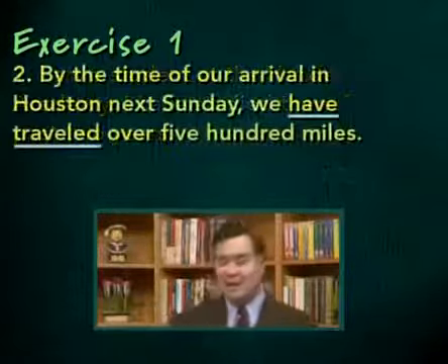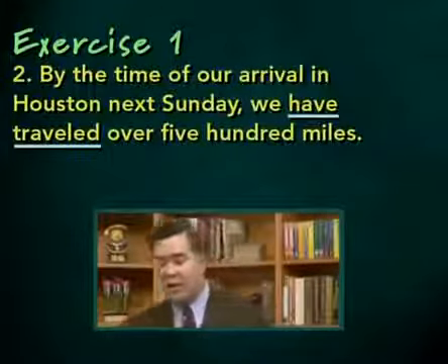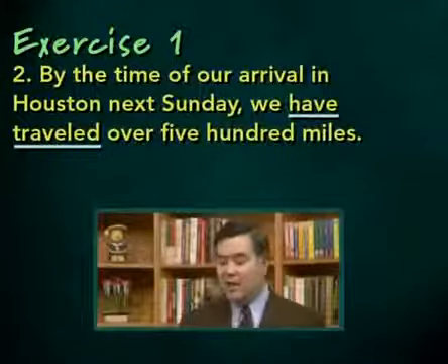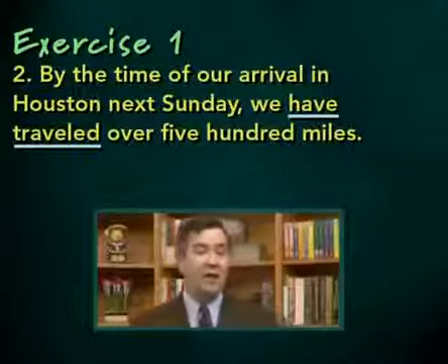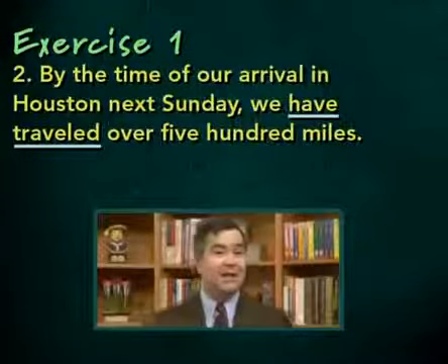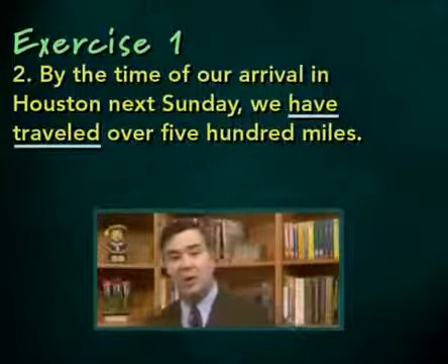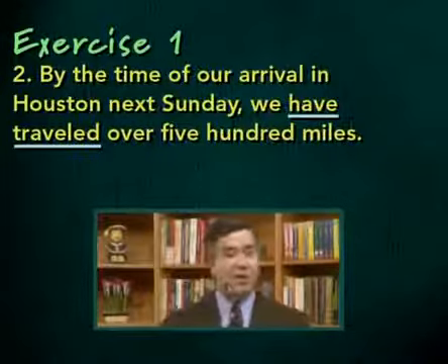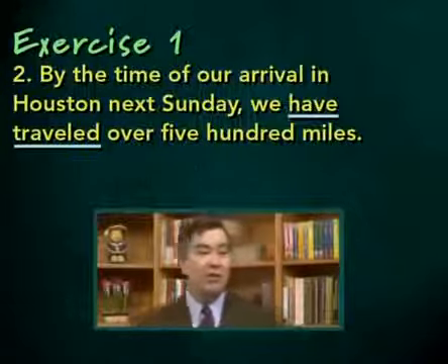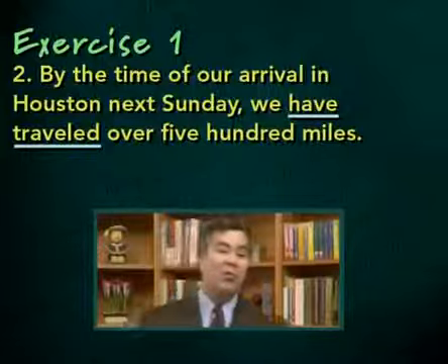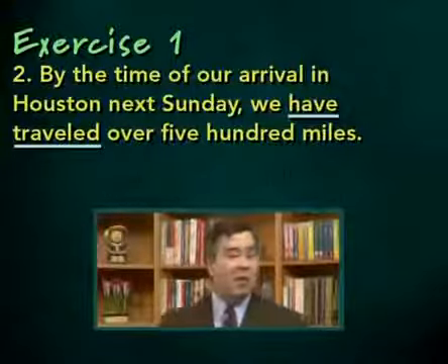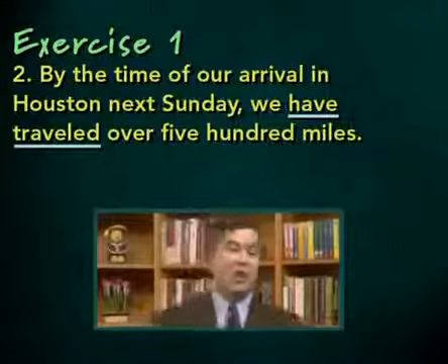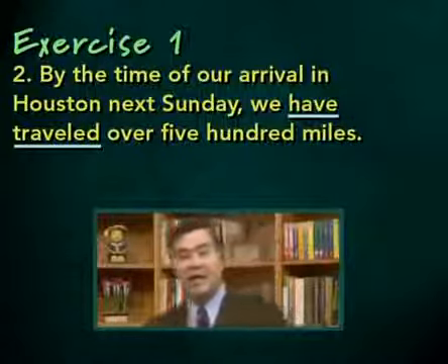Let's take a look at the next example. By the time of our arrival in Houston next Sunday, we have traveled over 500 miles. Now in this sentence, again, 2 actions are being described. One is the arrival in Houston, and the other is the traveling over 500 miles. Now, when will these events take place, and what's the proper sequence? Which one will happen first? Which one will happen second?